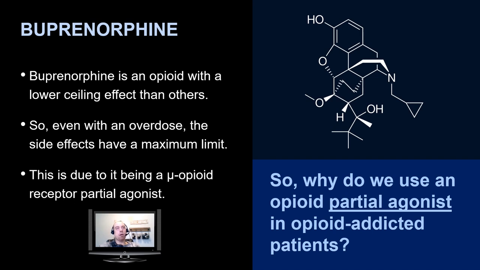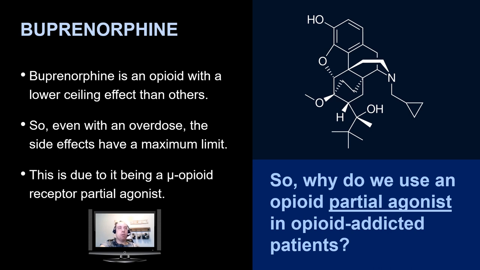So the reason why it is having a ceiling effect is because it is a partial agonist. So I'm going to describe exactly what a partial agonist means pharmacologically on the next slide. But first here, I'll describe, so why do we use a partial agonist in opioid-addicted patients? Okay, so in other words, why do we use an opioid with a ceiling effect?